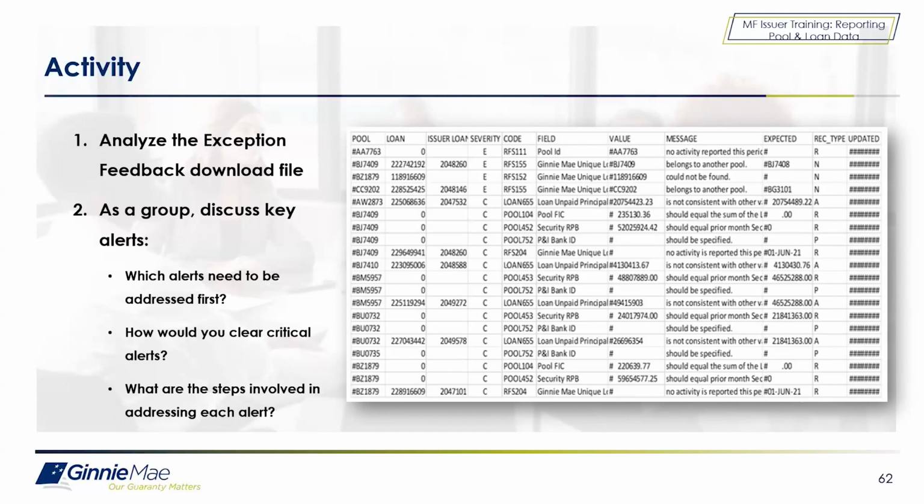Okay, so let's combine questions 2 and 3. Using the chat box, tell us how you would clear your critical alerts. And also, what are the steps involved in addressing each alert? So using the chat, how do you clear your critical alerts? And what steps are involved in addressing each alert? Do you sort your exception feedback by severity?